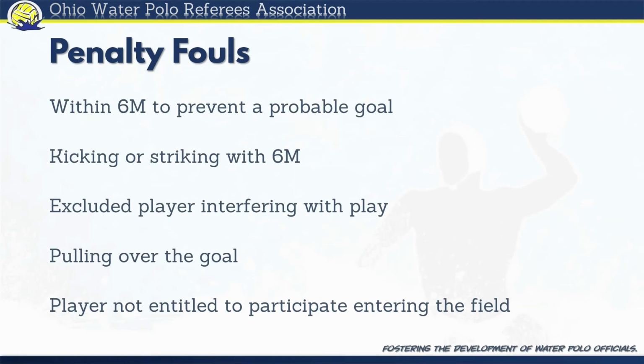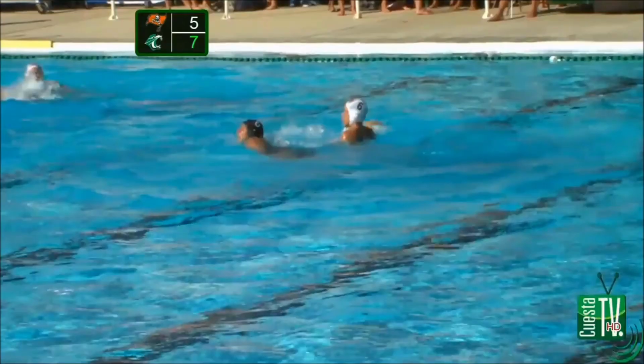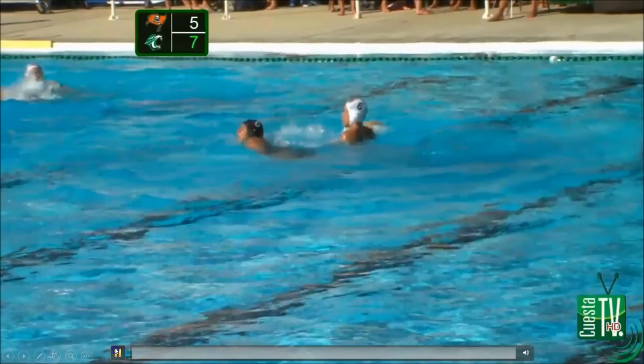So think about a play where a player is going to the goal and just gets killed from the back or pulled from the back or cannot continue because there's a positional change. That's going to result in the personal foul of a penalty foul, and then a penalty throw, or sometimes people yell 5 meter, is going to take place. So let's watch this play here.